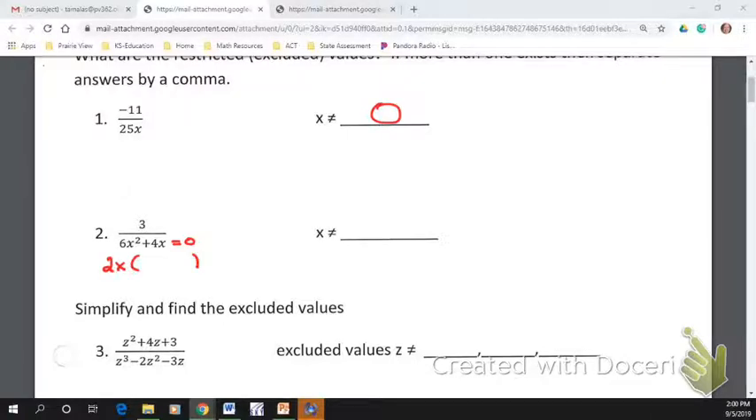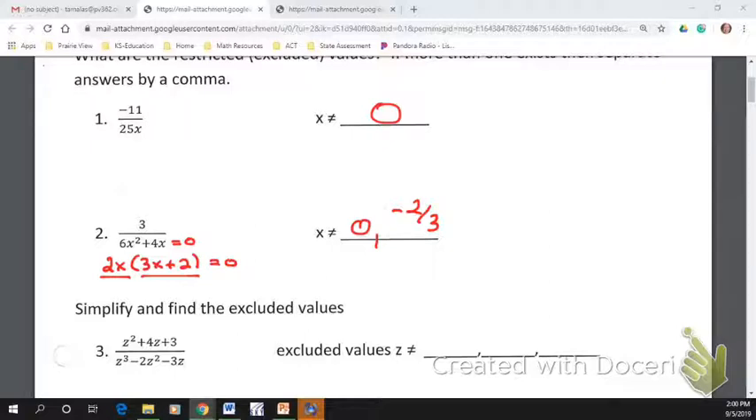If I pull a 2 and an x out, what am I left with? 3x plus 2. So 2/3. So the only two numbers that would make this denominator come out to be a 0. Close, 0 and negative 2/3. So 0 and negative 2/3 are my excluded values.